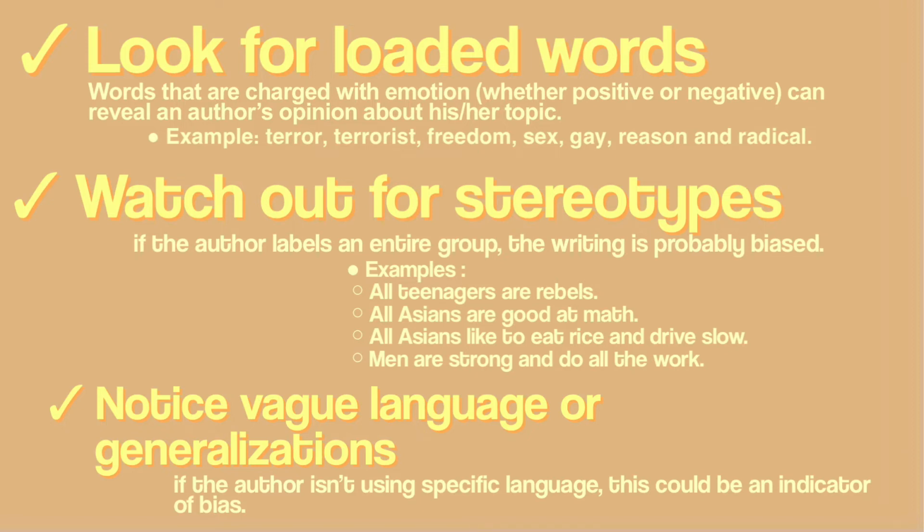Watch out for stereotypes. If the author labels an entire group, the writing is probably biased. For examples, all teenagers are rebels. All Asians are good at math. All Asians like to eat rice and drive slow. Men are strong and do all the work. Notice vague language or generalizations. If the author isn't using specific language, this could be an indicator of bias.